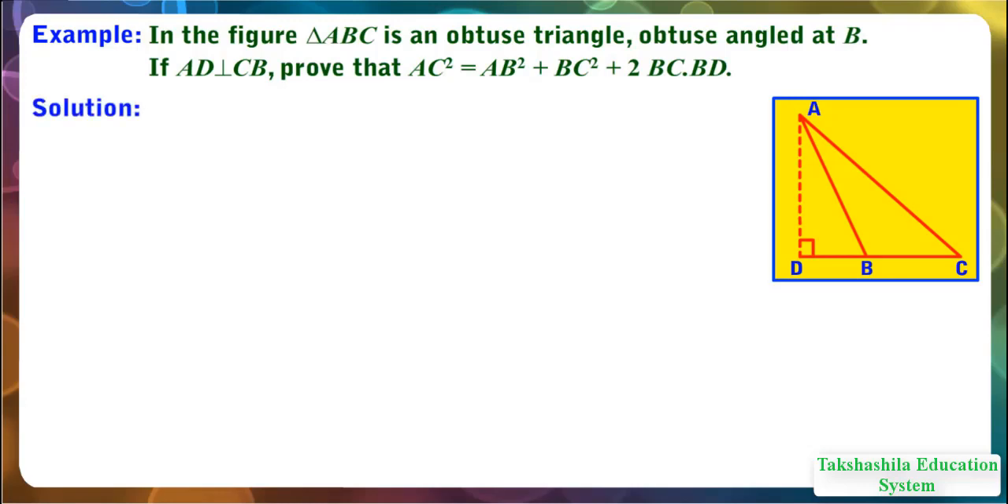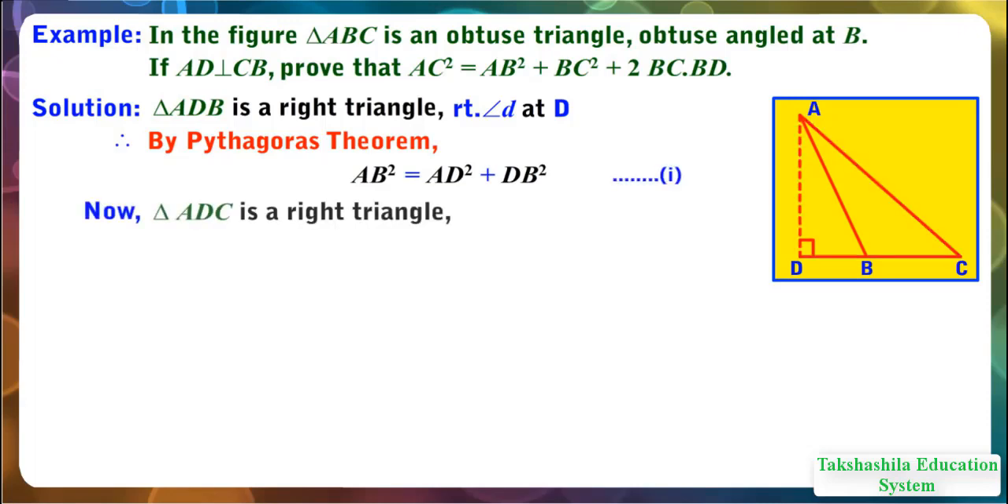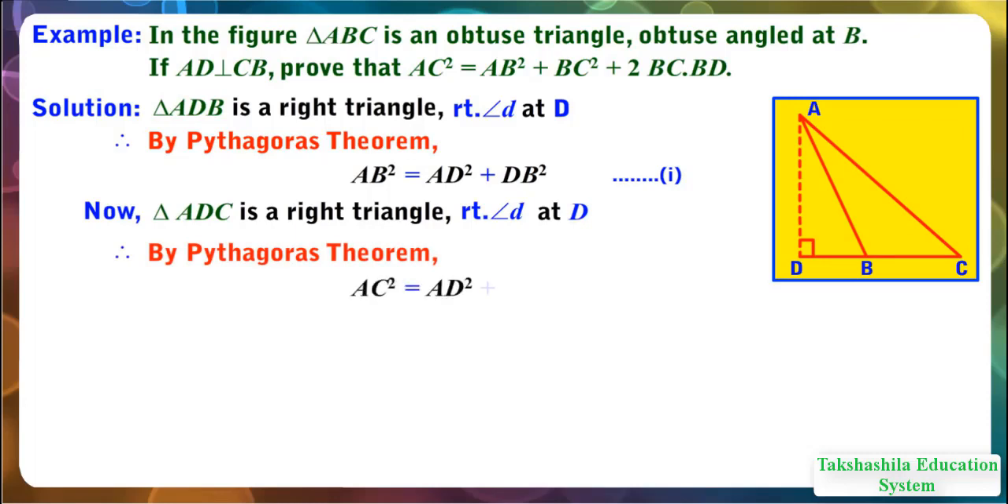Let's see the solution. Triangle ADB is a right triangle right angled at point D. Therefore, by Pythagoras theorem, we will have AB square is equal to AD square plus DB square. Call this first. Now triangle ADC is also a right angled triangle, right angled at point D. Therefore, again by Pythagoras theorem, AC square is equal to AD square plus DC square.